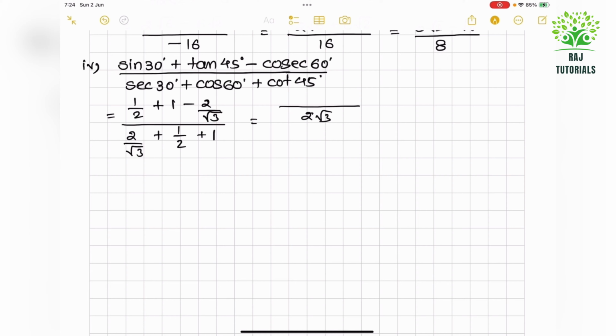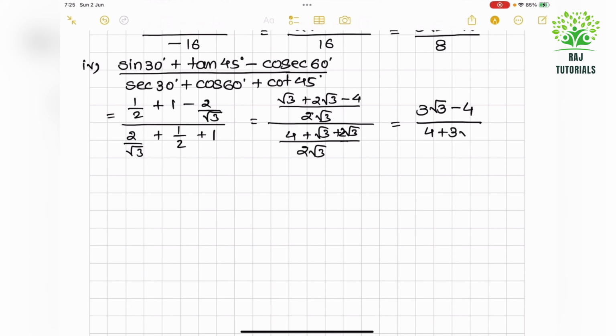So doing the LCM, 2 root 3. So root 3 plus 2 root 3 minus 4 whole upon, again the LCM will be 2 root 3, so 4 plus root 3 plus 2 root 3. So this will come to 3 root 3 minus 4 upon 4 plus 3 root 3.